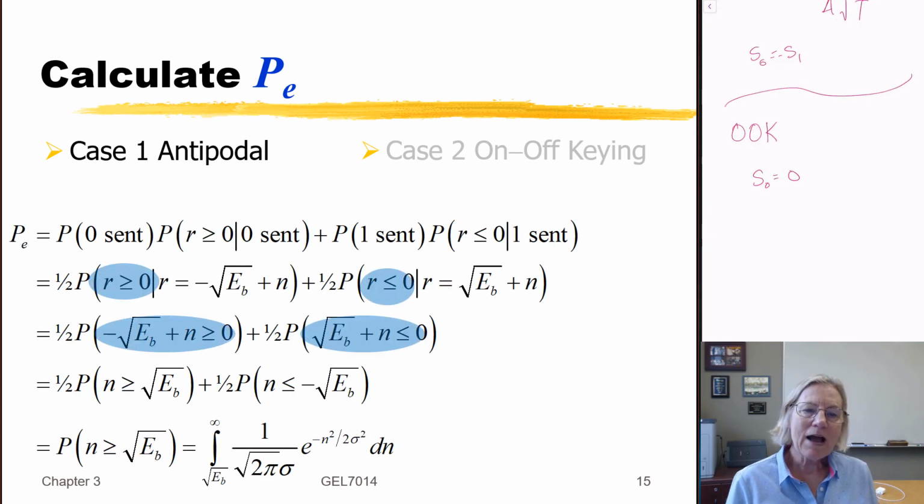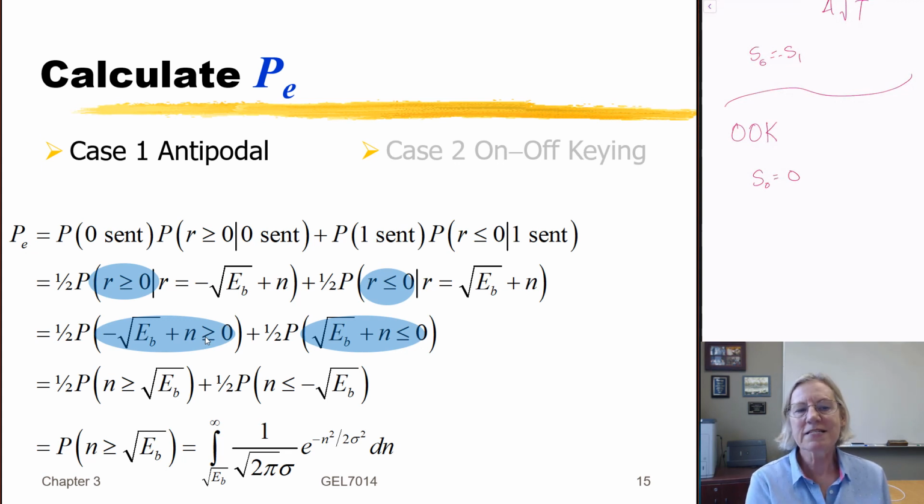Okay, so now I'm going to use this information about what the received vector is to look at the probability that this inequality holds. So what is the probability that R is greater than 0, given that R is equal to minus the square root of EB plus N? That's this first term. Well, I can write this in a much simpler manner by saying that it is just the probability that this R, so I can take this in and put it, minus the square root of EB plus N, that sum is greater than 0.